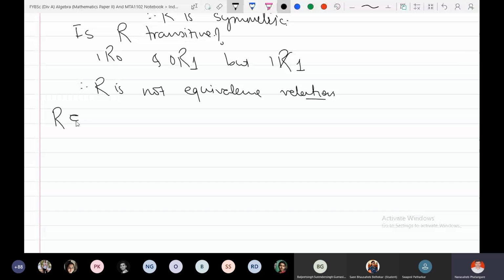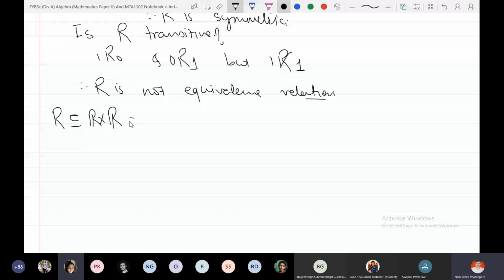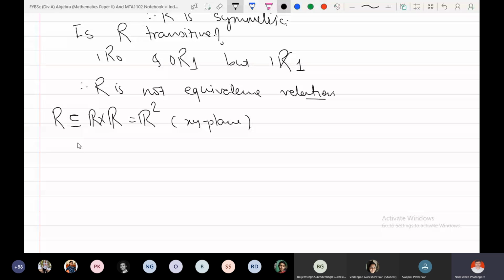So R is a subset of what? R cross R, which is the plane. A cross A, that is the set of reals. It's the plane, right? So the XY plane. So it is a subset of the XY plane. Can you sketch? Yes, sir, it is a unit circle. So sketch R as a subset of R2. So now you can certainly sketch it.